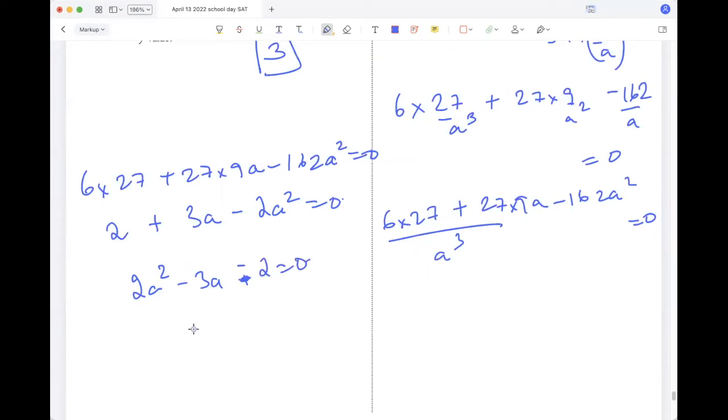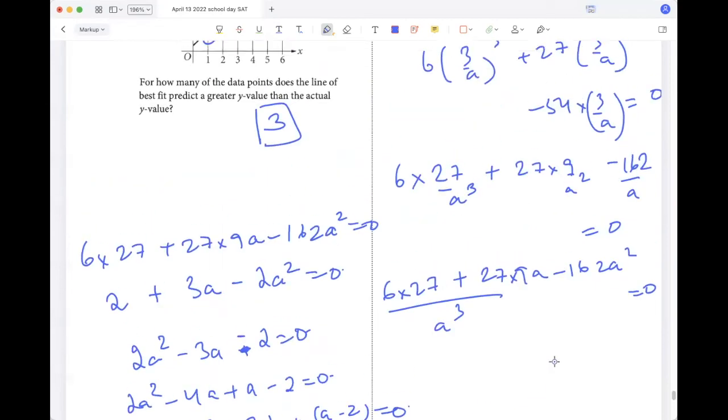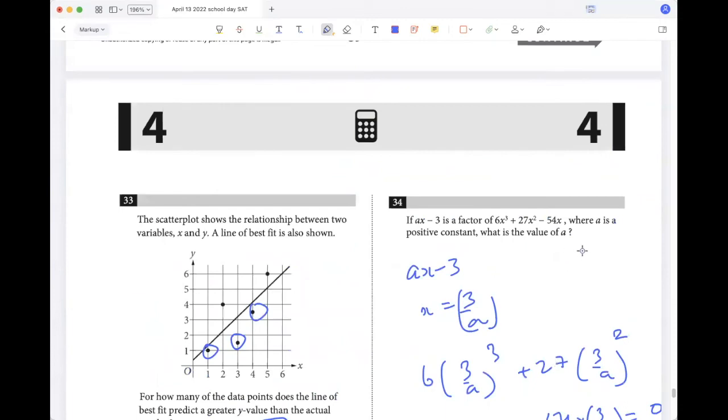minus 2 is 0. So 2a squared minus 4a plus a minus 2 is 0. So 2a minus 2 plus a minus 2 is 0. So 2a plus 1 into a minus 2 is 0. So a is negative half and 2. Okay. Since we want the positive answer, it will be 2.